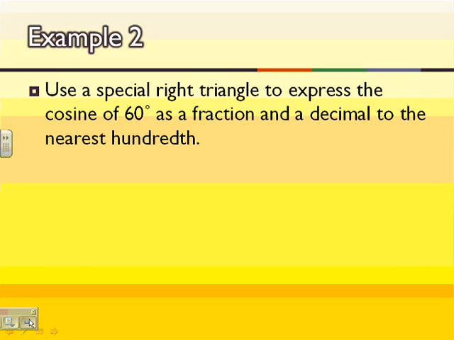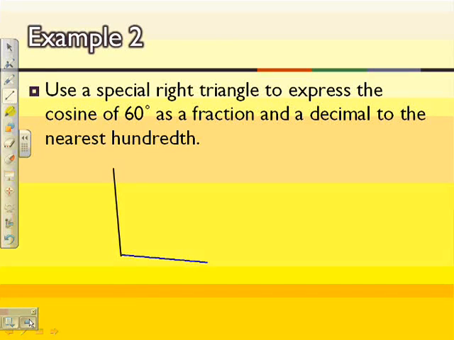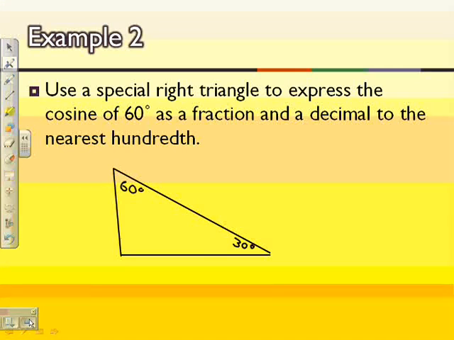We're going to use a special right triangle to express the cosine of 60 degrees as a fraction and a decimal. So which of our 2 special triangles from last time do we have? Yep, 30-60-90. Did you draw it yet? That'd probably be the first step. We're just going to estimate what that might look like. Our 60, our 30, and our 90.